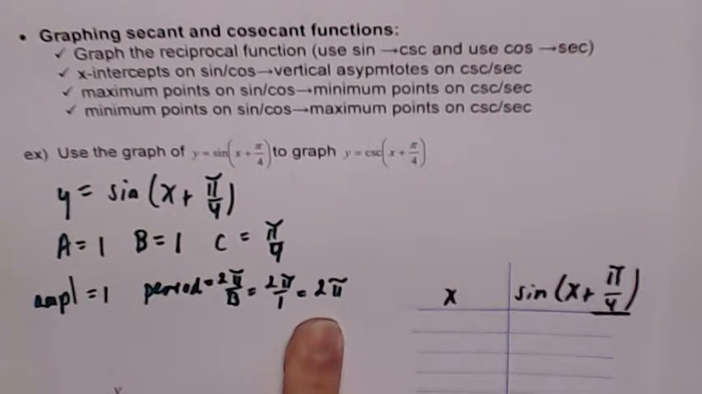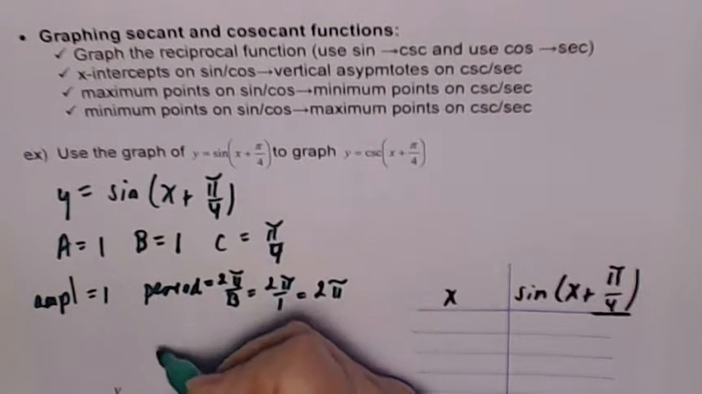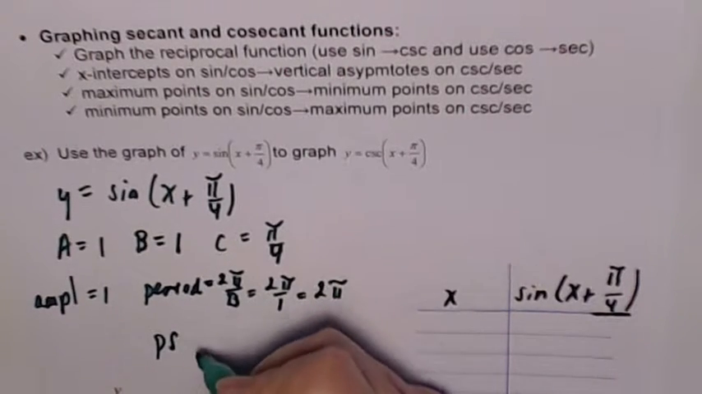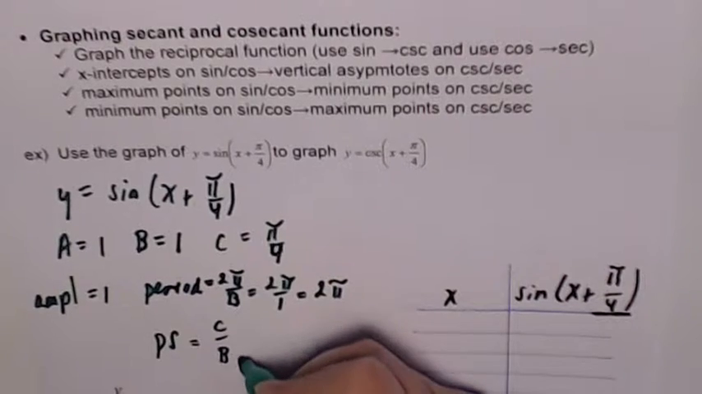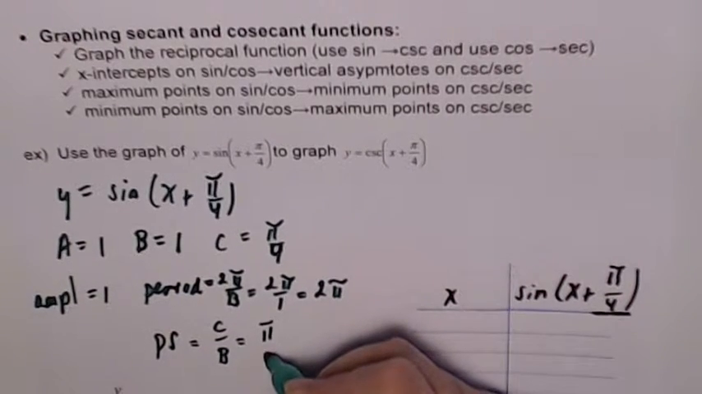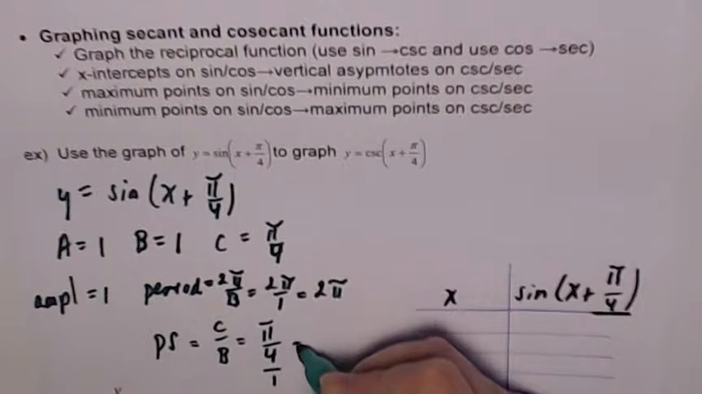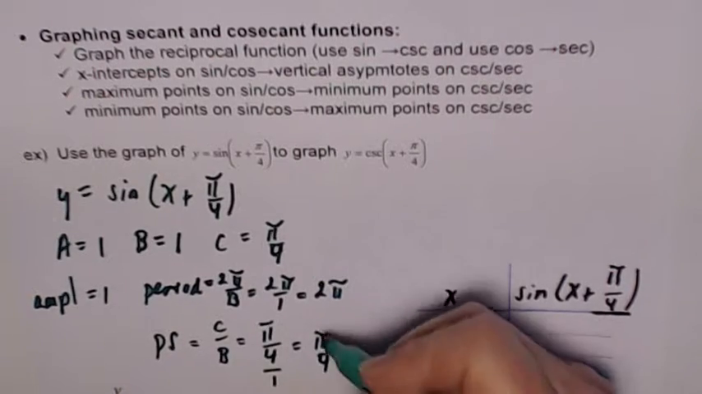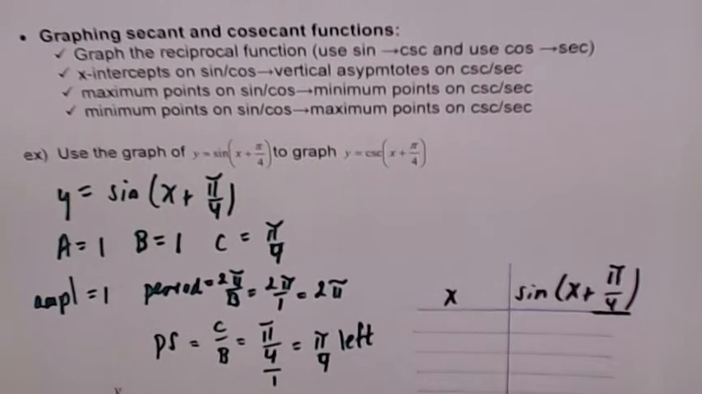We did not change anything up. And then our phase shift, so you know by now I abbreviated PS, phase shift is C over B, which is in our case pi over 4 over 1, which is pi over 4. So our phase shift is pi over 4, and being that it is positive, this means that we're going to be shifting to the left. So we're moving towards the left.